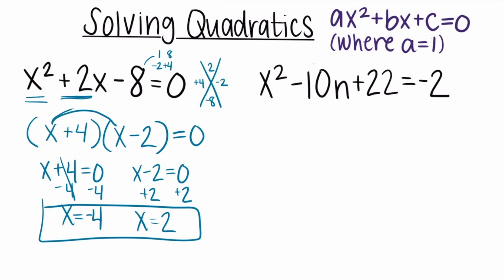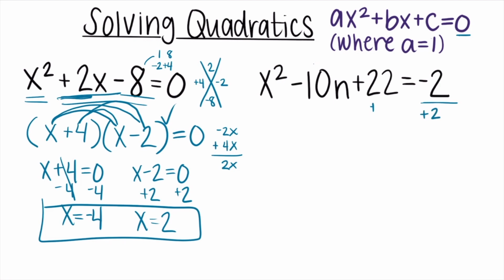X times x would get us x squared. X times -2 would be -2x. 4 times x would be that positive 4x, which then when we combine those, we would get 2x. And then lastly, our positive 4 times a -2 to get our -8. So notice how if we factor it out, we should be able to get the original. So you can actually check these. You could also plug in your -4 and 2 into the original to make sure it works out.